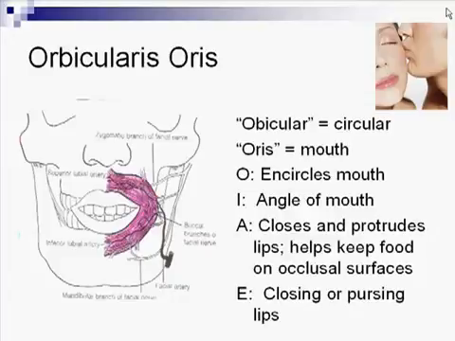Okay, let's talk about the Orbicularis Oris. Orbicularis again means circular. Oris means mouth. This is the sphincter muscle of the mouth. This is the kissing muscle.